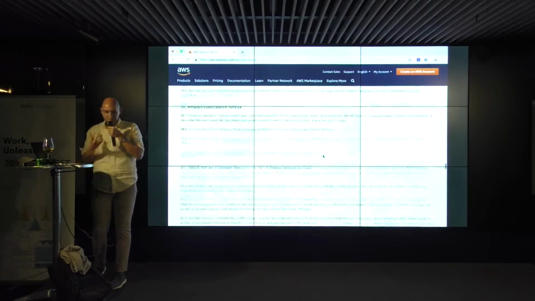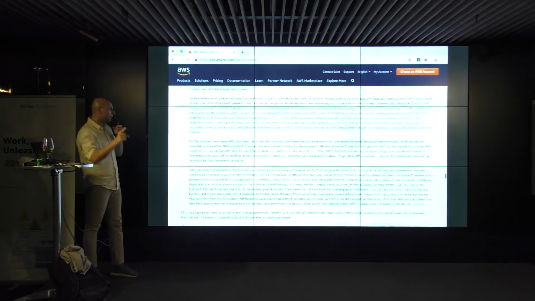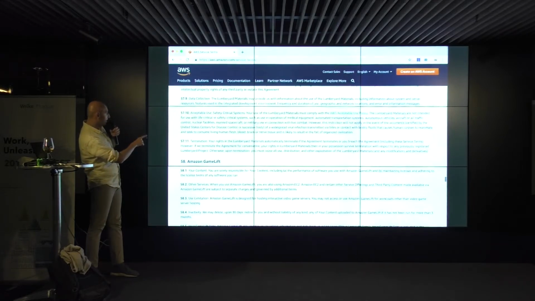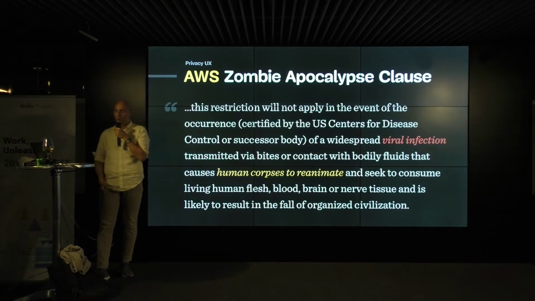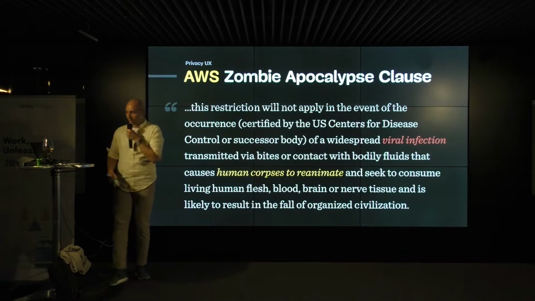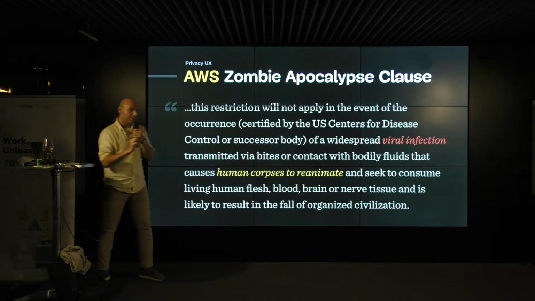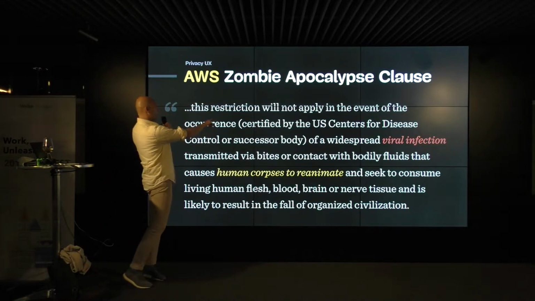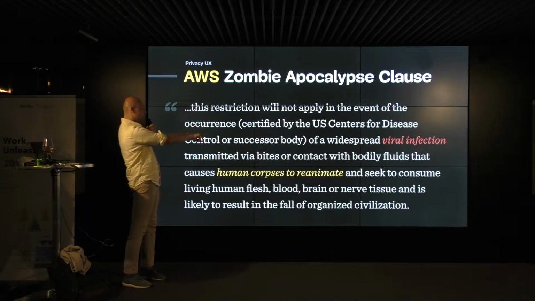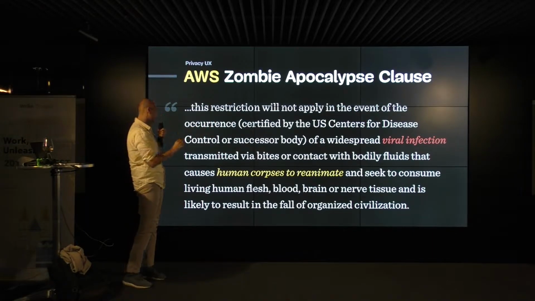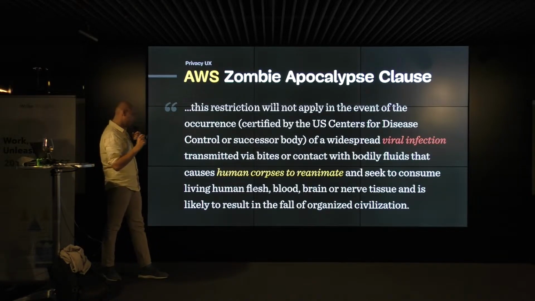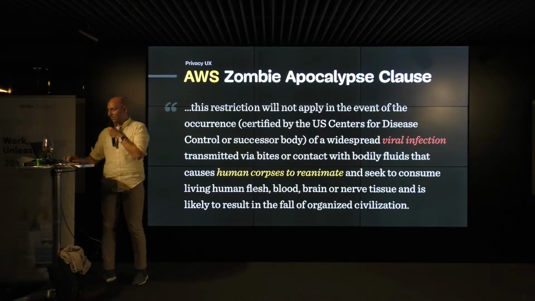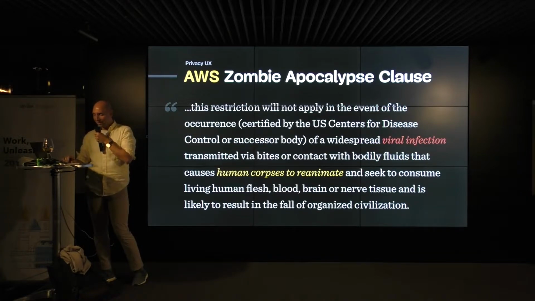It's horrible legalese. But if you scroll enough to actually, I think it's 57.10, you'll find a very interesting clause, which is also known as the zombie apocalypse clause, which essentially restricts their responsibility in case the US Center for Disease Control identifies that there is a widespread viral infection transmitted by bites or contact with bodily fluids that causes human corpses to reanimate, seek to consume living human flesh, blood, brain, and nerve tissue, and is likely to result in the fall of organized civilization. Right? Fantastic stuff that they can find.